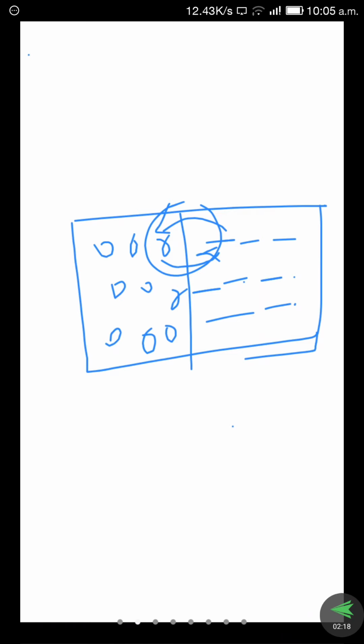Diffusion current, right? So we are going to start the p-n junction diode, p-n junction diode operation.